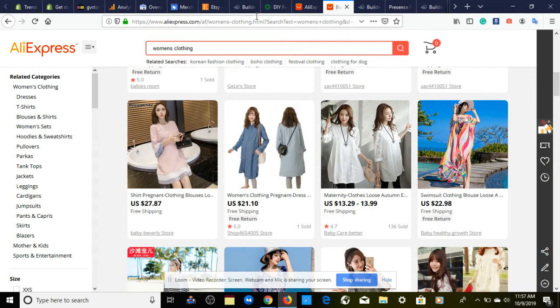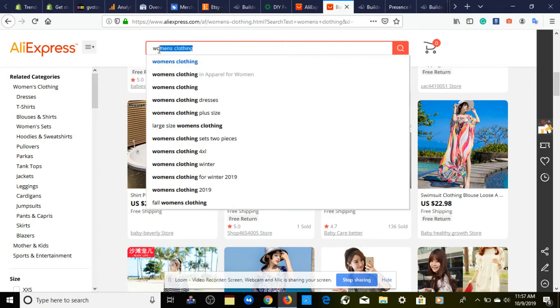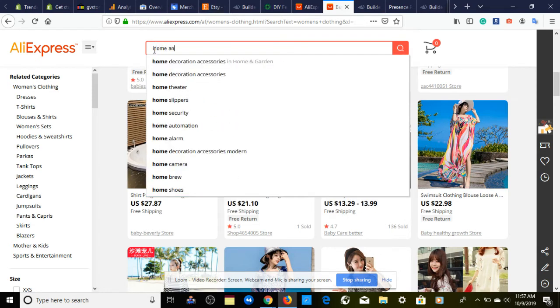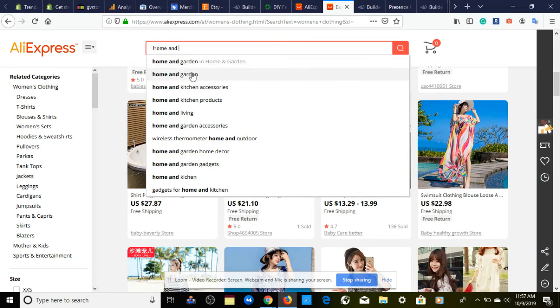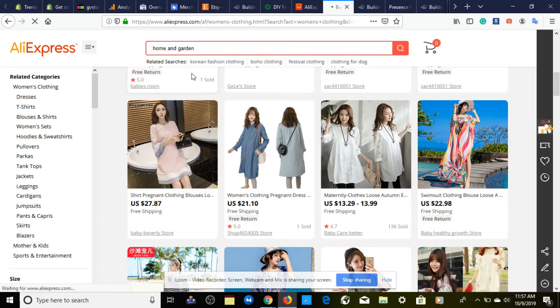Which brings me to my next category that I have for you, which is home and garden. Yes, we're stepping into the home and garden niche.